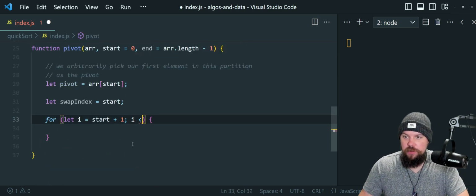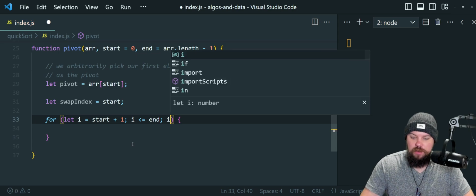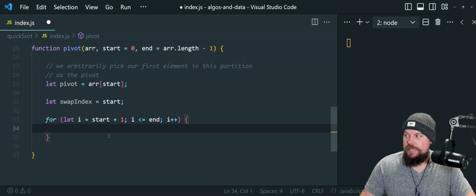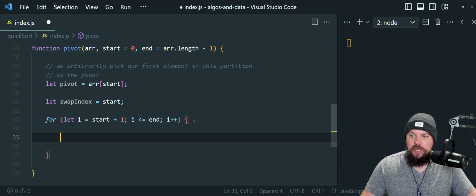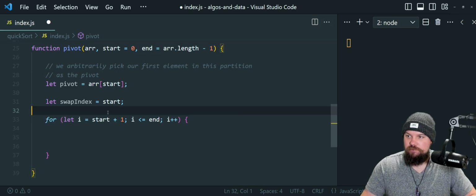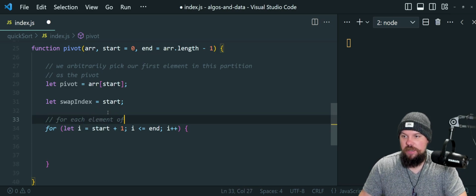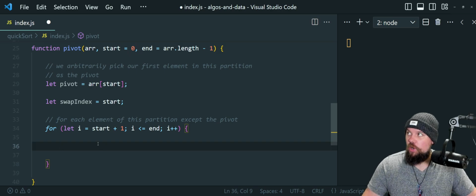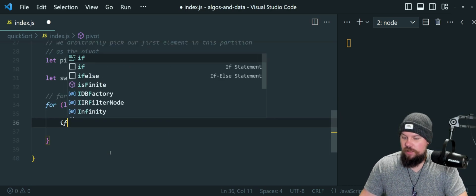We're going to continue until we get to the end of this array, or the end of this section, right? And we're going to move one book at a time. So basically, for each element of our partition, except for our pivot, we need to do the following.